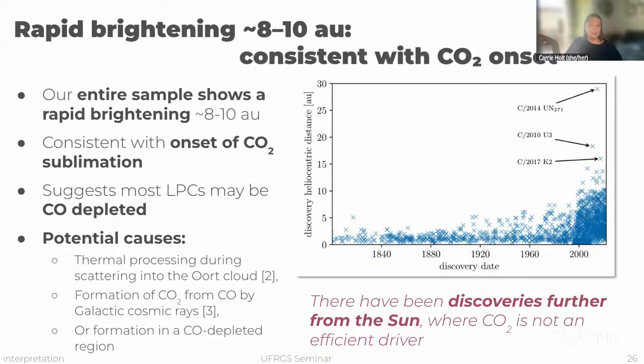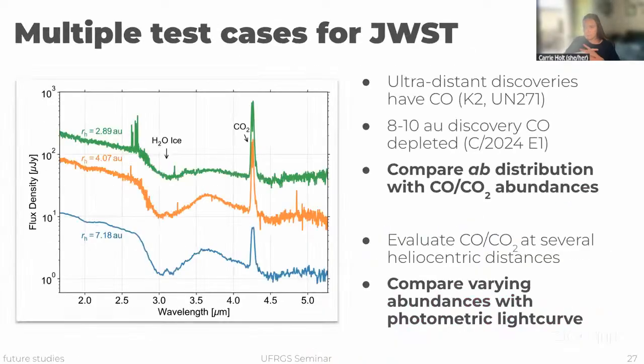So at those heliocentric distance ranges, CO2 is not an efficient driver. So for those, CO has to be active. It cannot be CO2. And fortunately, we can test some of this directly with JWST observations. So this gives us multiple test cases. So we can test this sort of A-B distribution and see what it might be telling us physically.